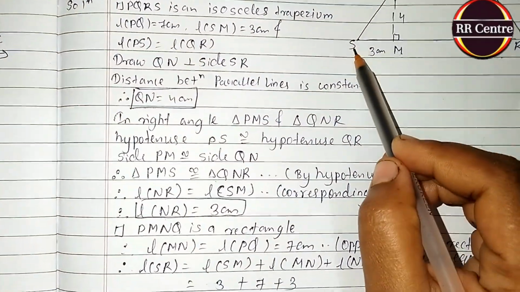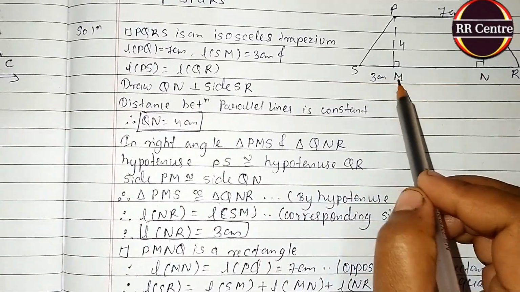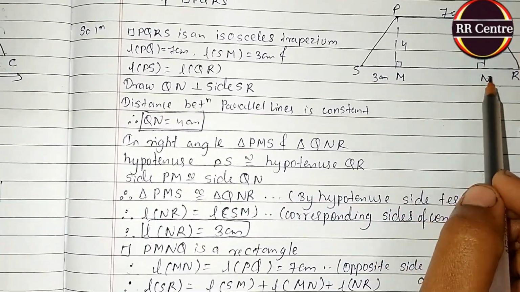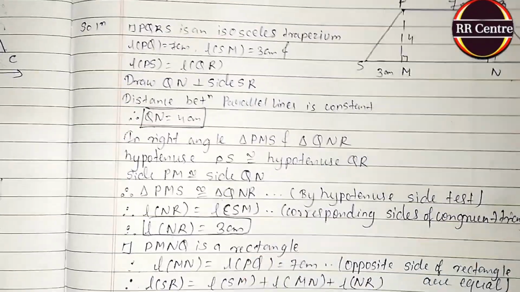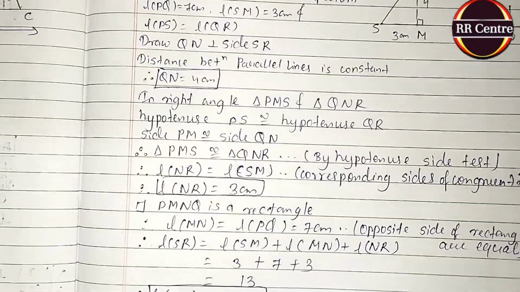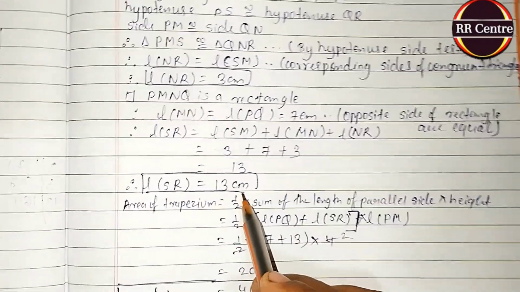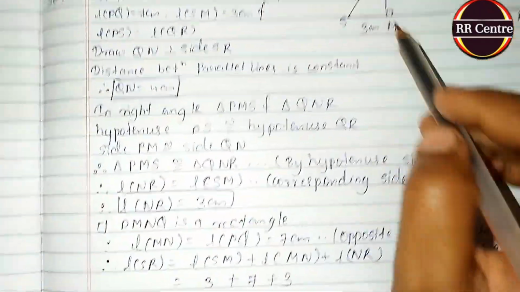देन सेकेंड वन, अगर सेगमेंट एस आर फाइंड आउट करना है, सो नाउ यूज ऑफ द सेगमेंट ऑफ एस एम प्लस सेगमेंट ऑफ एम एन प्लस सेगमेंट ऑफ एन आर. सो 3 + 7 + 3 इज इक्वल टू 13 सेंटीमीटर. सो लेंथ ऑफ एस आर इज इक्वल टू 13 सेंटीमीटर. सो फर्स्ट वन हमने पूरे सेगमेंट फाइंड आउट कर लिए हैं.